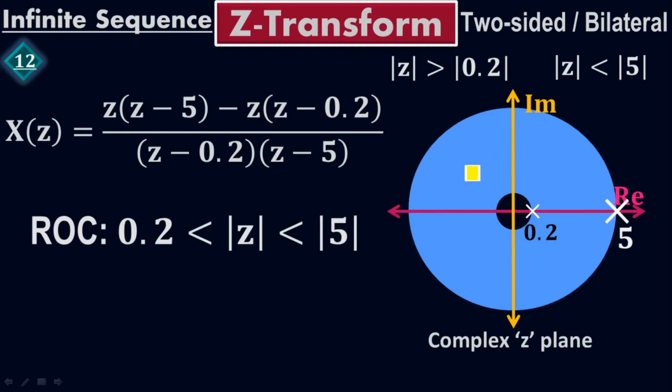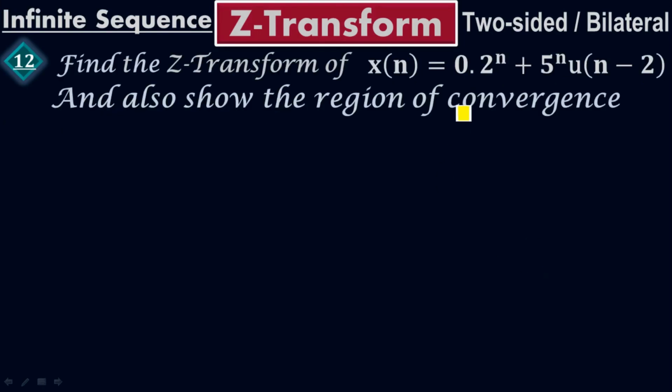The region of convergence is a ring shape. It is a two-sided sequence, not a one-sided sequence. We have the subtraction of one right-sided sequence and one left-sided sequence. Look, its actual form is 0.2 to the n minus, into minus 5 to the n into u of n minus 2. Minus times minus becomes positive. So it is the subtraction of one right-sided sequence and one left-sided sequence.